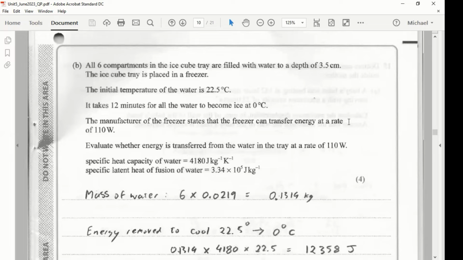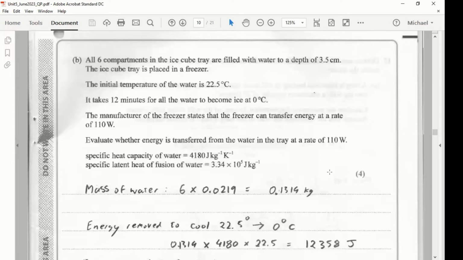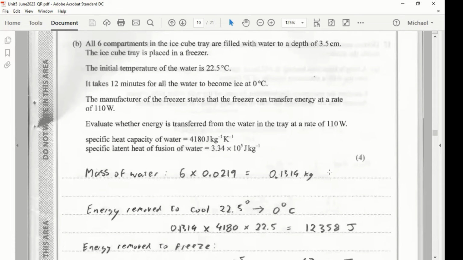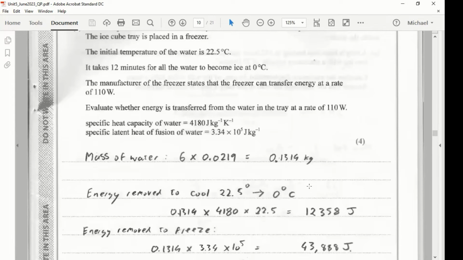And you're given the specific heat capacity of the water and the specific latent heat of fusion of water, which is basically the amount of energy you need to remove to freeze 1 kilogram. So the first thing you do is work out the mass of water. The mass of water is 6 compartments, so 6 times the number you were given. I would use the number that I worked out rather than their number, so 0.1314 kilograms. That'll probably get you 1 mark.